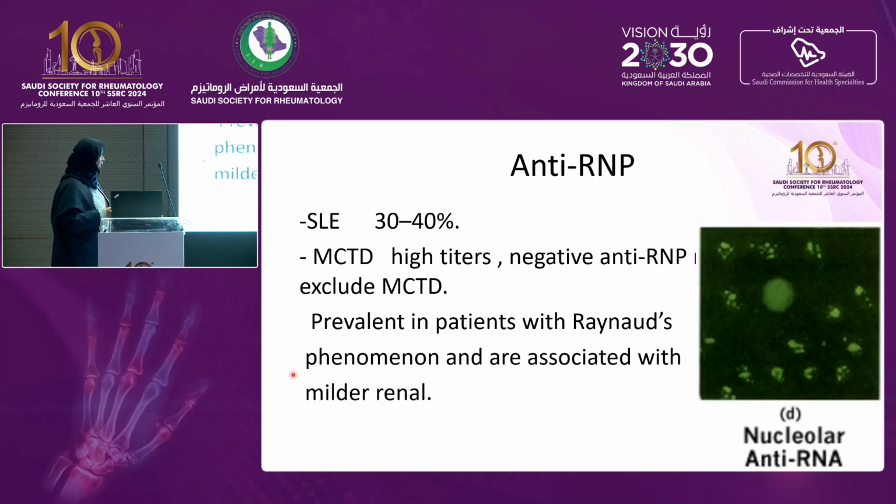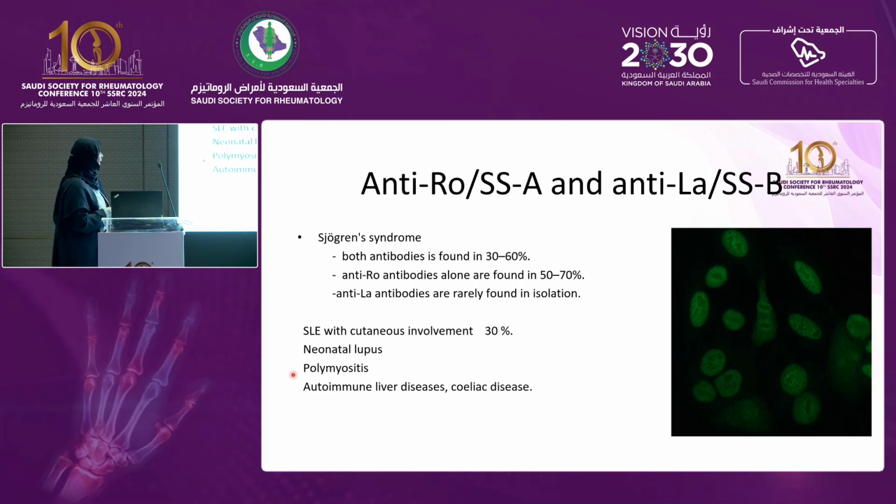Anti-RNP is specific for mixed connective tissue disease. If it is negative, you can exclude mixed connective tissue disease. And if it is positive, it is associated with a high prevalence of Raynaud's phenomenon and a low prevalence of serious renal involvement. Of course, it is found in 30 to 40% of patients with lupus.